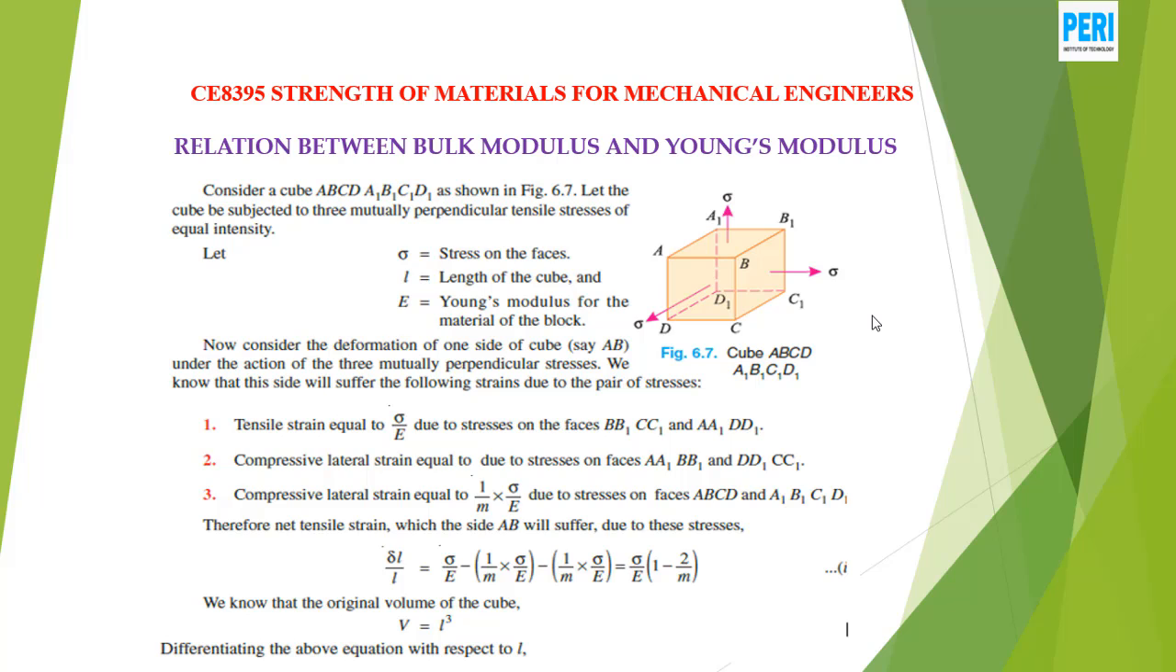The tensile strain equals stress by modulus. Tensile strain equals sigma by E due to stresses on this face, B, B1, C1, C, and the opposite face. Then this is the tensile strain. When it is tensile strain, what about this case?